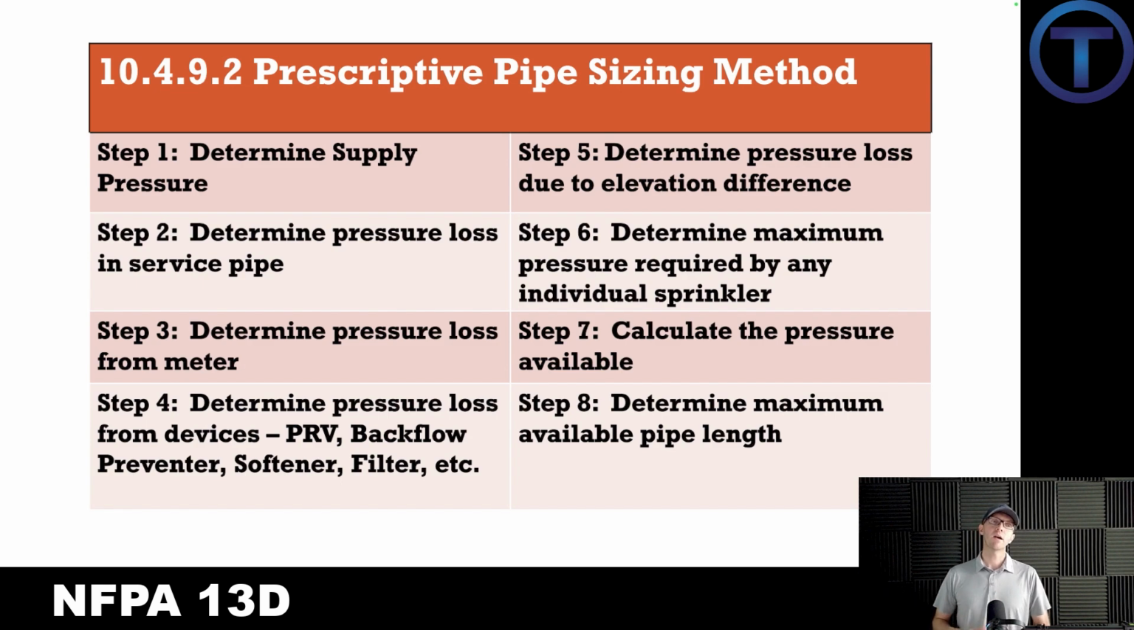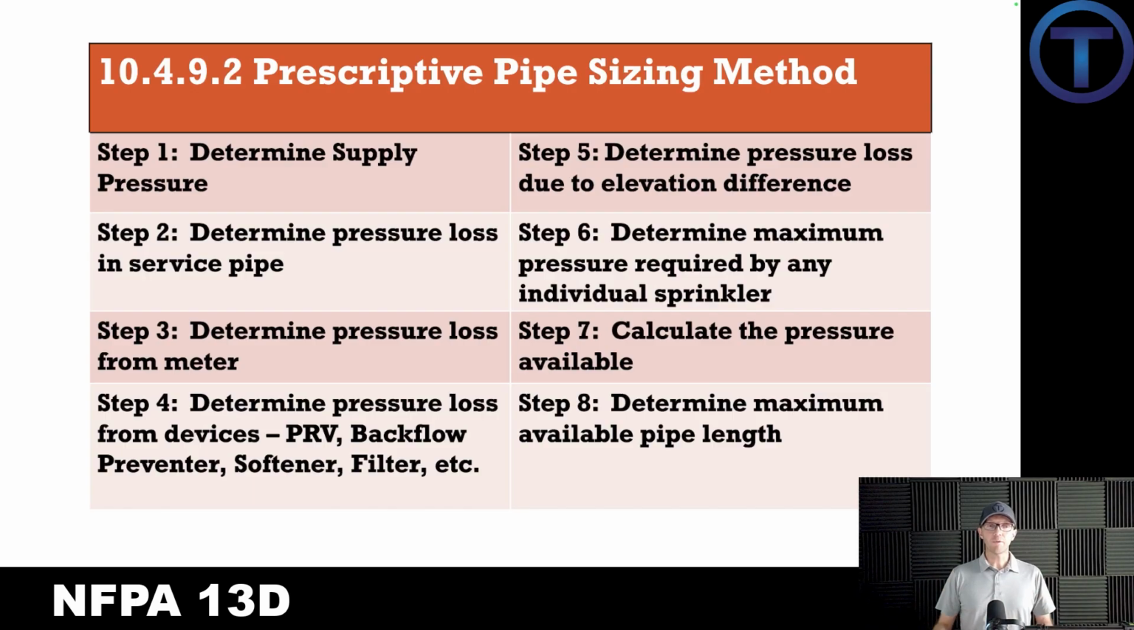Number 5, determine pressure loss due to elevation difference. So once again, from the basement all the way up to the second floor, what are we going to lose? Step 6, determine maximum pressure required by an individual sprinkler. So now I look at the sprinkler and say, this is what is needed. We can calculate the pressure that's available in step 7 and determine, am I delivering enough pressure for that sprinkler head? And in step 8, I determine the maximum available pipe length.